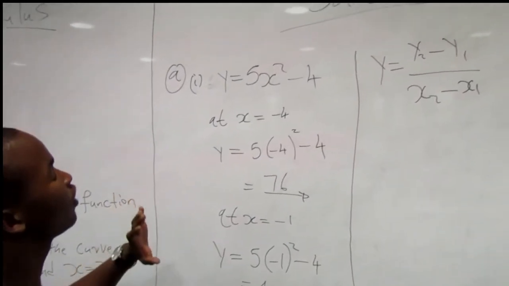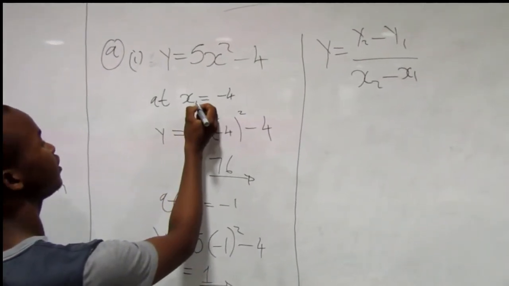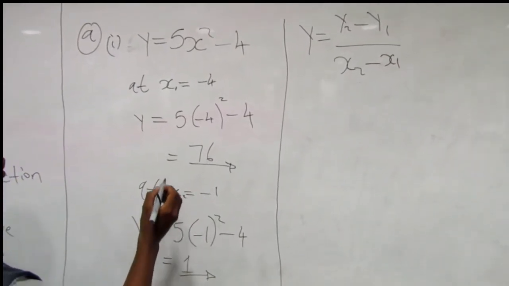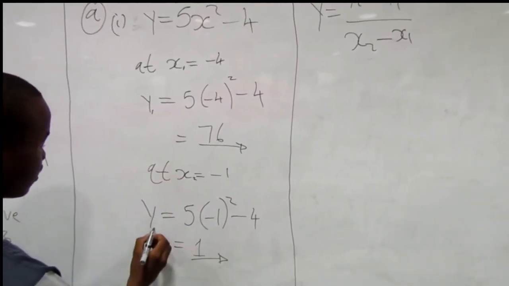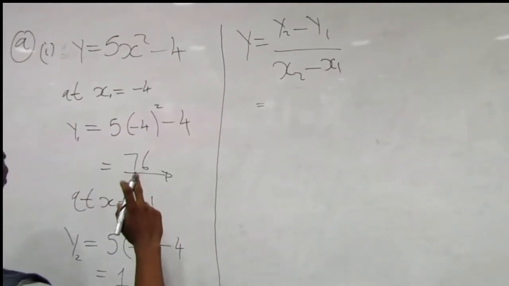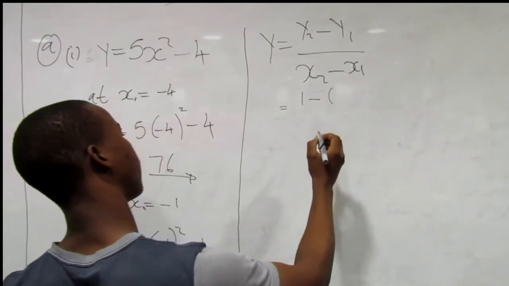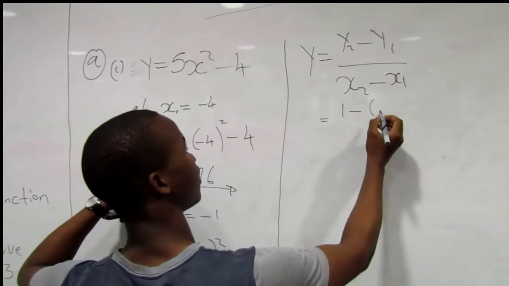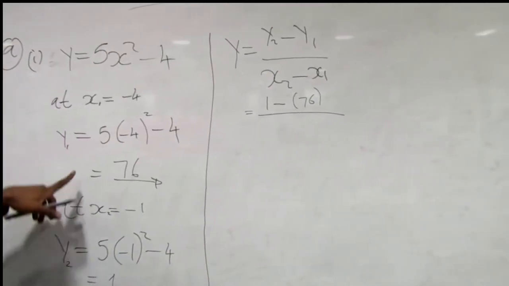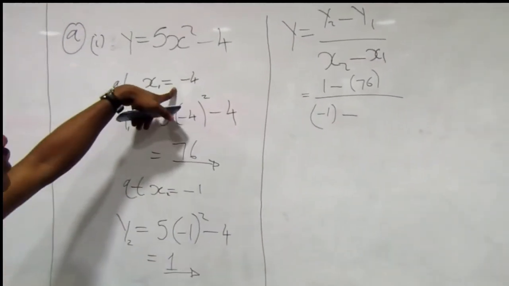We are now looking for x1, x2 and y1, y2. We presume this is our x1, this is our x2, this is our y1, and this is our y2. So when we come here, we say our y2 is 1 minus our y1 which is 76, divided by x2. Our x2 is -1 minus x1 which is -4.